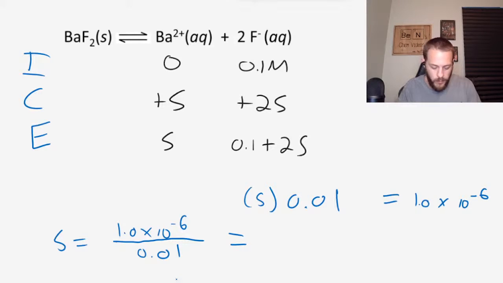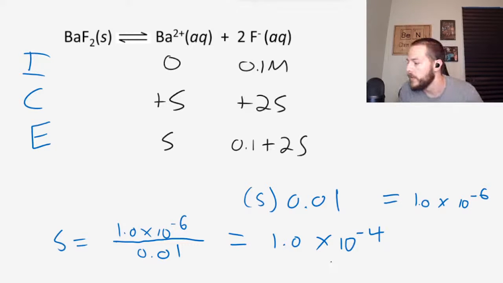All right, so 1.0 times 10 to the minus 6 divided by 0.01. That is a value of 1.0 times 10 to the minus 4, right? And so notice that this value of 1.0 times 10 to the minus 4, right?